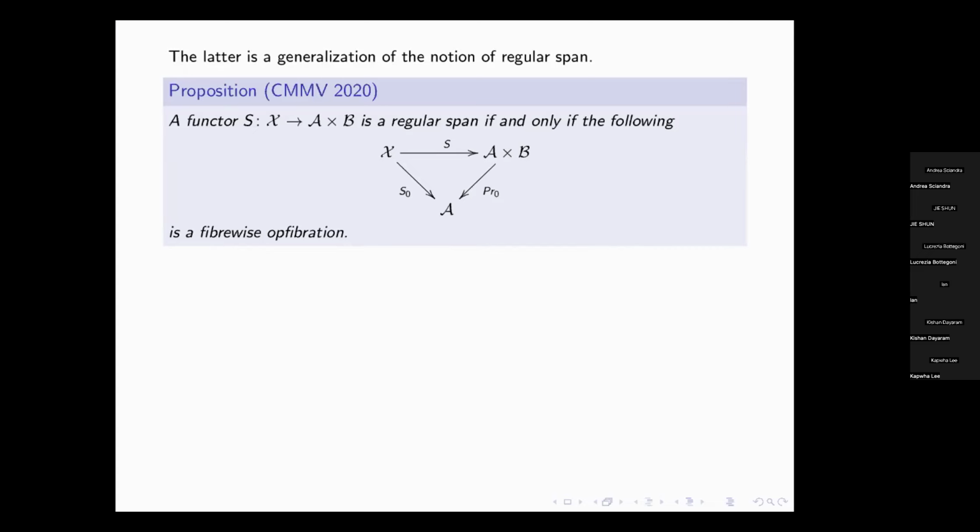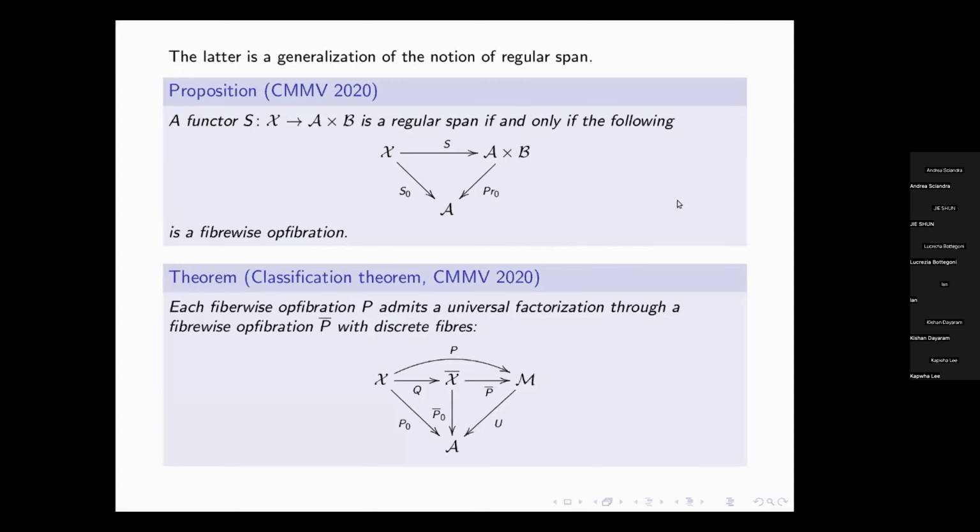Okay. And again, we get a factorization as in the Yoneda situation. This fiberwise opfibration admits a universal factorization through a fiberwise opfibration P bar, which has discrete fibers. In fact, Yoneda didn't prove the universality of this factorization, but we could show that this factorization is universal because, say, in two-categorical terms, Q is the co-identifier in the 2-category of fibrations over A of the identity of P.